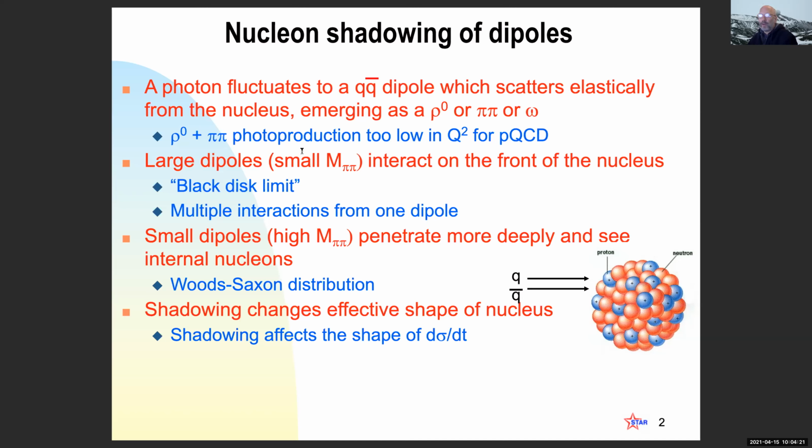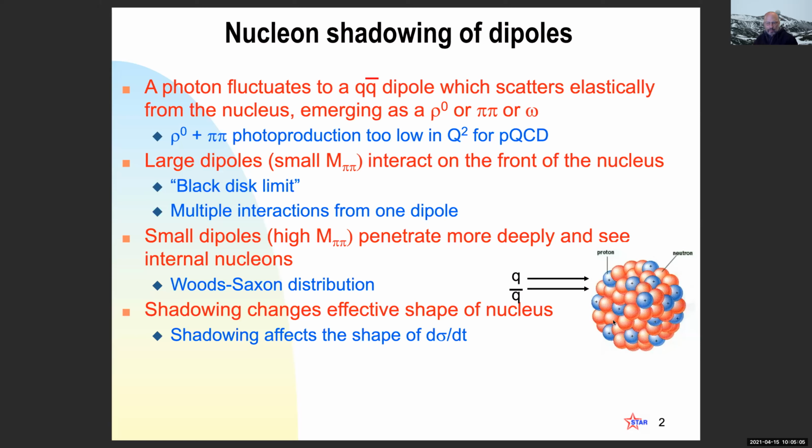It's useful to think about two different extremes here. One extreme is a very large dipole, with a very small dipion mass. It will come in and basically smash into the nucleus and interact on the front face. In this case, the nucleus will look like a black disk. On the other hand, you can have a small dipole. This generally corresponds to high dipion masses, which will penetrate more deeply and see the internal nucleons. In the limit of a very small dipole, you recover a Woods-Saxon distribution. So essentially, shadowing changes the effective shape of the nucleus.